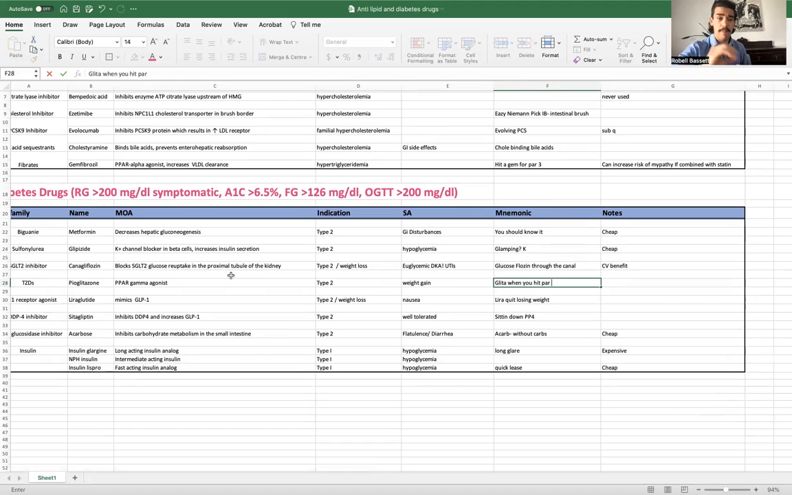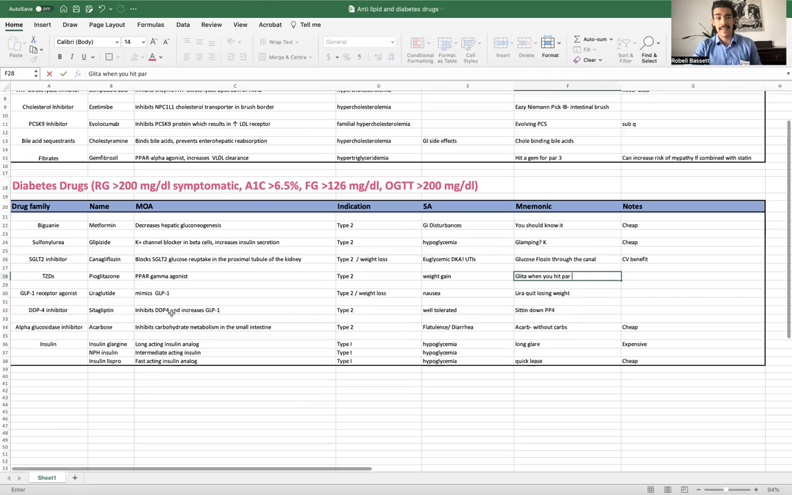What happens when you block potassium in the beta cells? Well, then you have calcium coming in. What happens when calcium comes in? Insulin goes out. More insulin equals less glucose. But this also leads us to our important side effect. This is the only drug besides the insulin drugs that could lead to hypoglycemia. What are you associating glipizide, glamping K with? Hypoglycemia.